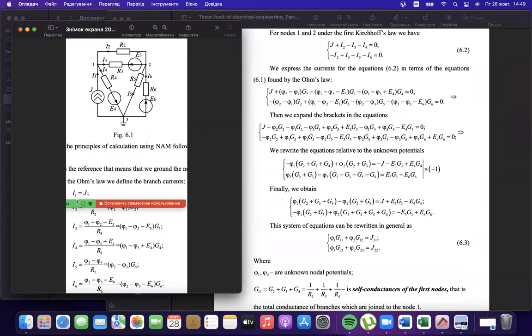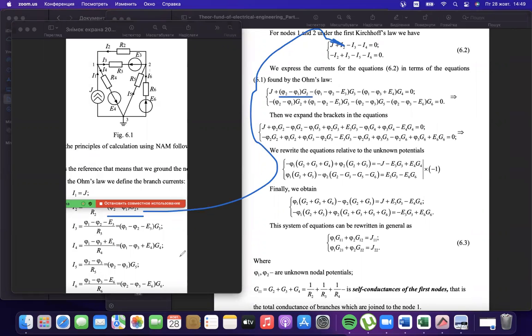We are substituting all values of currents inside this system. Instead of I2, the value with conductivity, instead of I3, the value with conductivities from the third equation, and so on. Just substituting all these conductivities values into our system, and we will have equations like these.